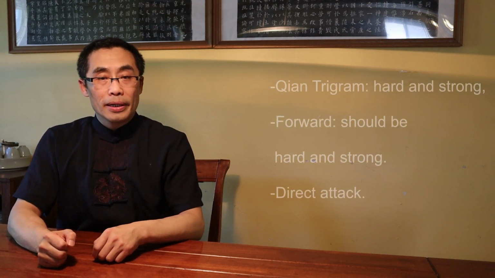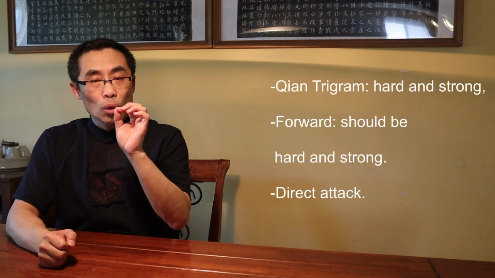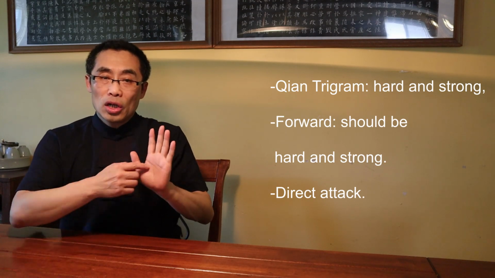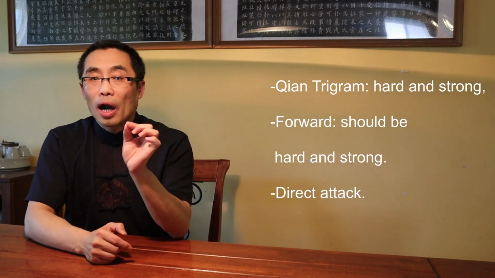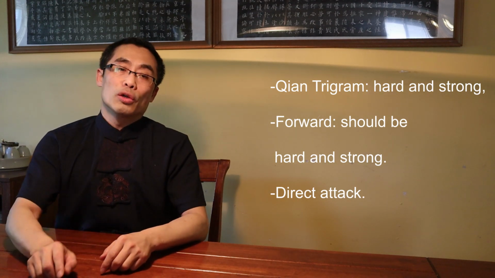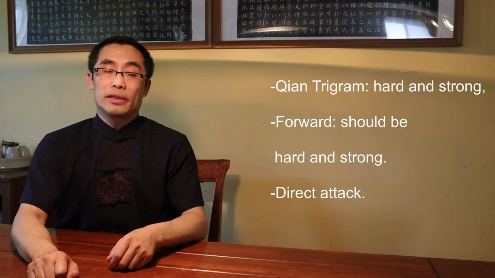Let's go one step further by taking the nature of each trigram into consideration, applying the training principle with the characteristics of each trigram. The Qian trigram is hard and strong in connotation. So hand movements going forward should be hard and strong. It is a direct attack. It should follow the Qian energy.